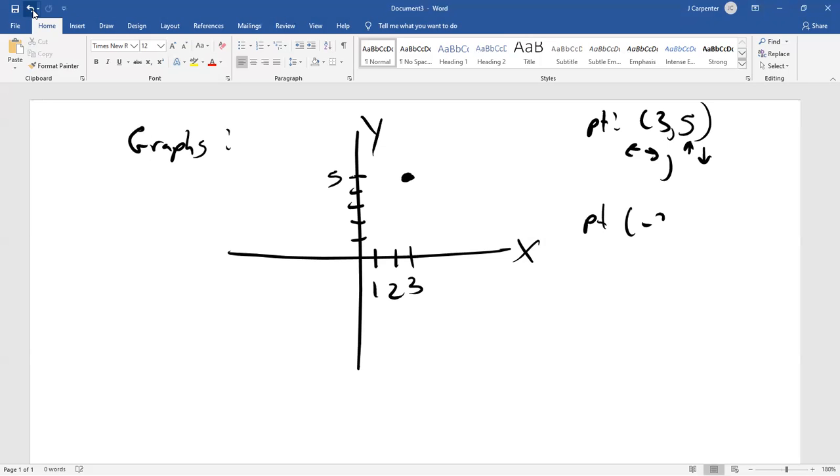And then let's have another point. Let's have this one be (-2, 4). So I got to go left 1, 2. I'm doing my best to keep these evenly spaced. That's -1, -2, 4. That would be right here. And then let's say connect them to form a line, which means connect and extend.